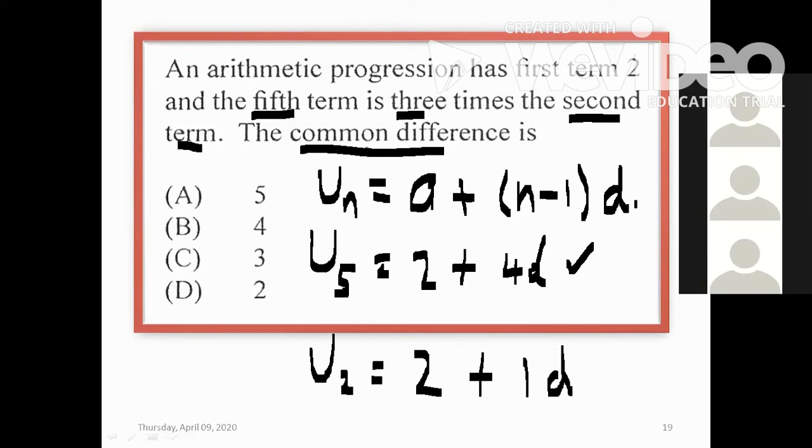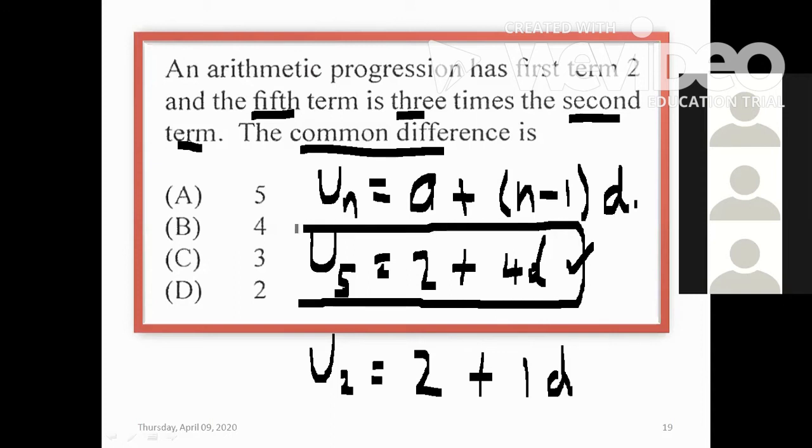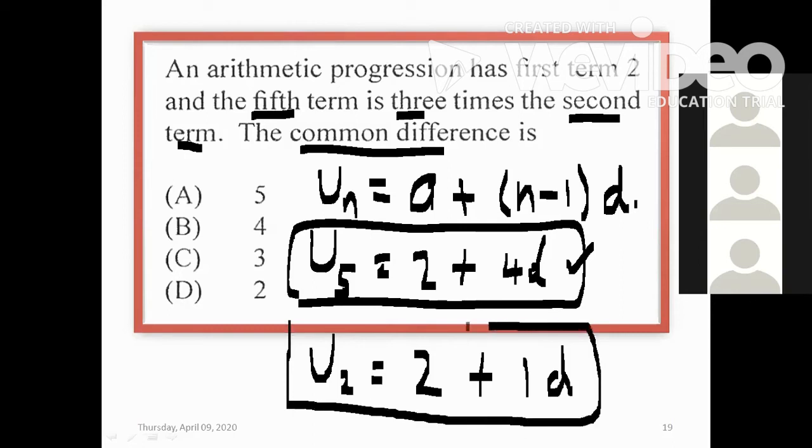Oh, the fifth term. Okay. Right, the fifth term. So all of this represents the fifth term, and all of this represents the second term. So that's all you didn't understand, Chen. So you get where we get the U2 equal to 2 plus 1D.